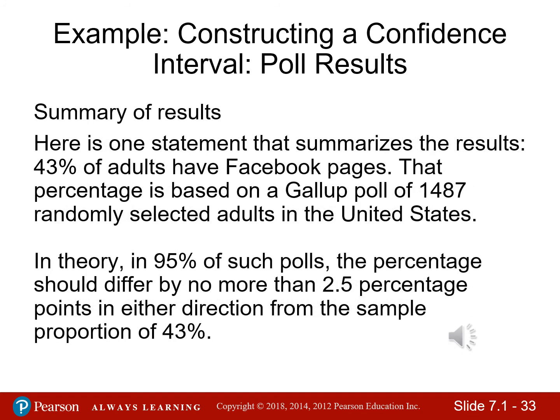If we were a reporter and we wanted to summarize the results of this sample, we might say that 43% of adults have Facebook pages. That percentage is based on a Gallup poll of 1,487 randomly selected adults in the United States. In theory, in about 95% of such polls, the percentage should differ by no more than 2.5 percentage points in either direction from our sample proportion of 43%.